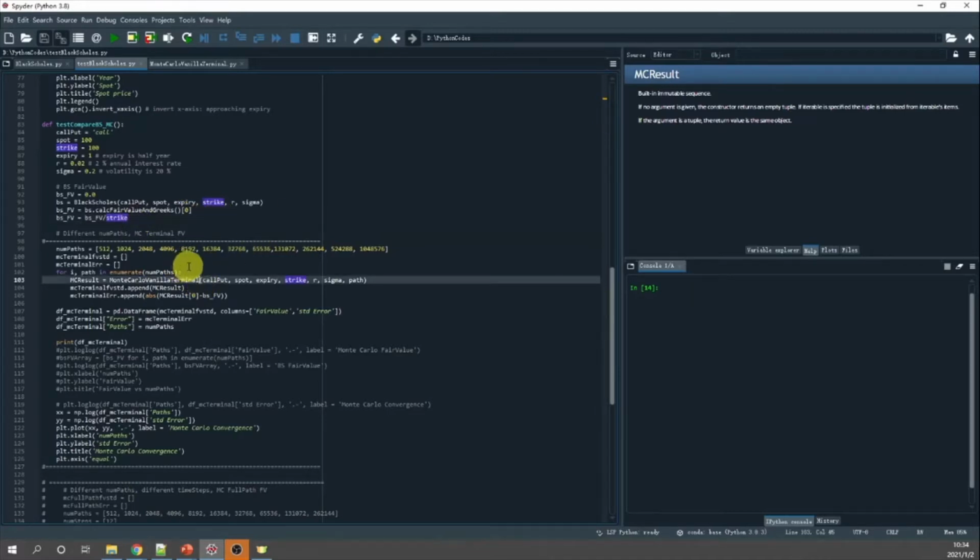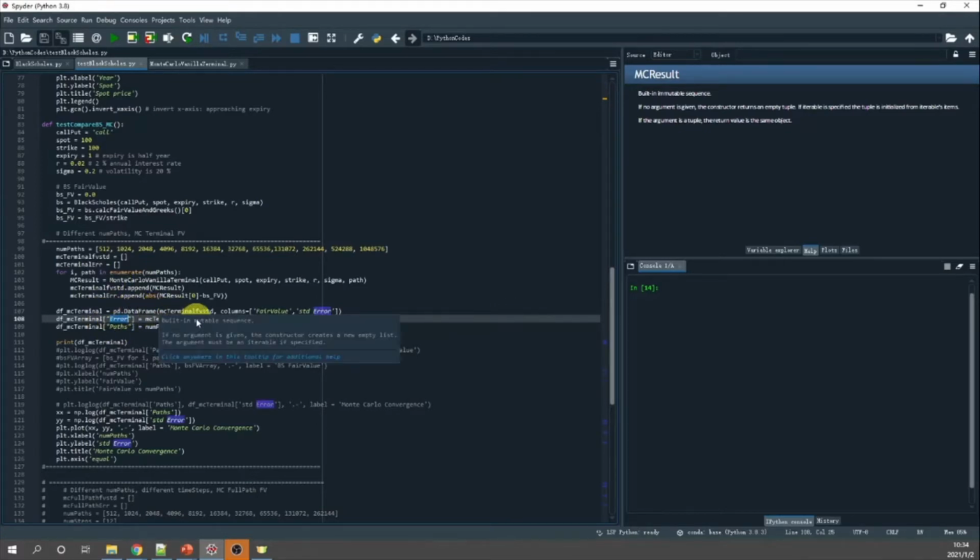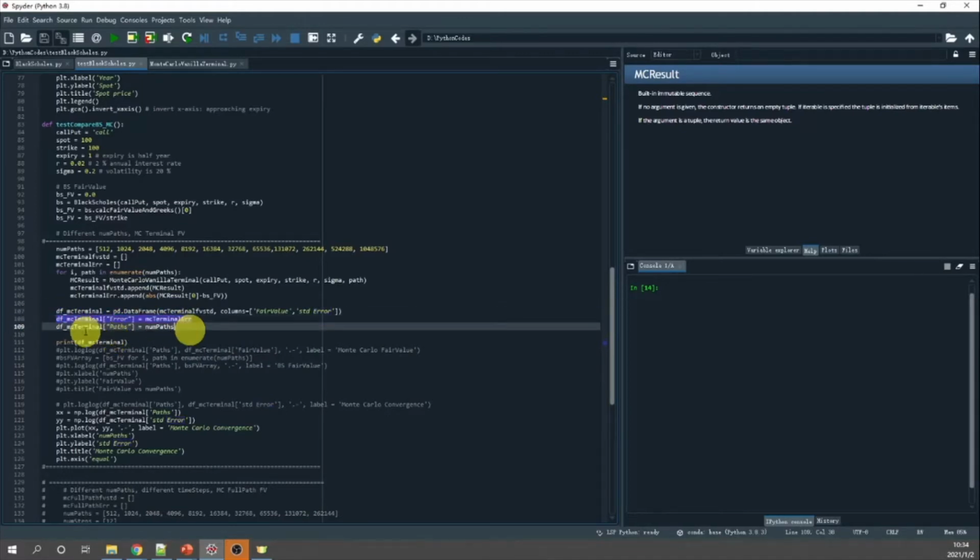Then I will collect the information for a different number of paths. For each number of paths, I will collect the fair value and the standard error, which are defined in the Monte Carlo vanilla terminal script. Then I will also collect two other columns, which are called error and paths. The error is just the fair value minus the Black-Scholes fair value. So this is the exact error. Then I also collect the number of paths.